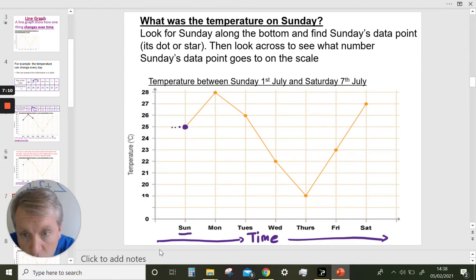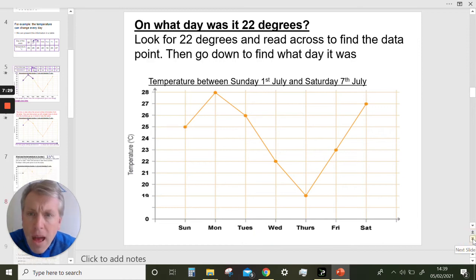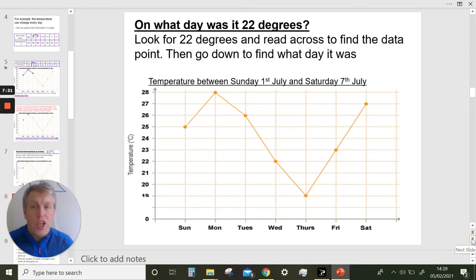We go across, and our answer is, for Sunday, what was the temperature on Sunday? The temperature was 25. Then I'm going to do the degrees, which is a little symbol like that. Degrees C. What was the temperature on Sunday? Now, we can have a different kind of question. On what day was it 22 degrees? Now, we know that we're looking for the day that it was 22 degrees.